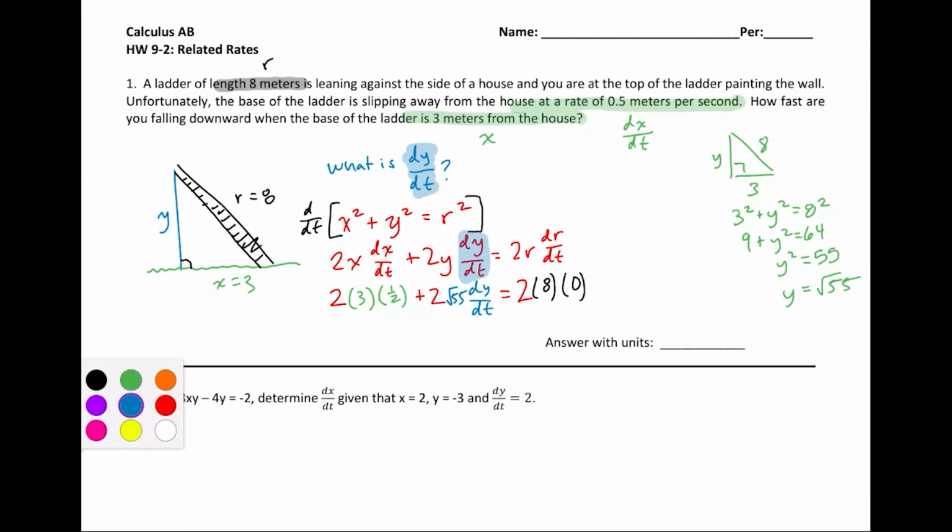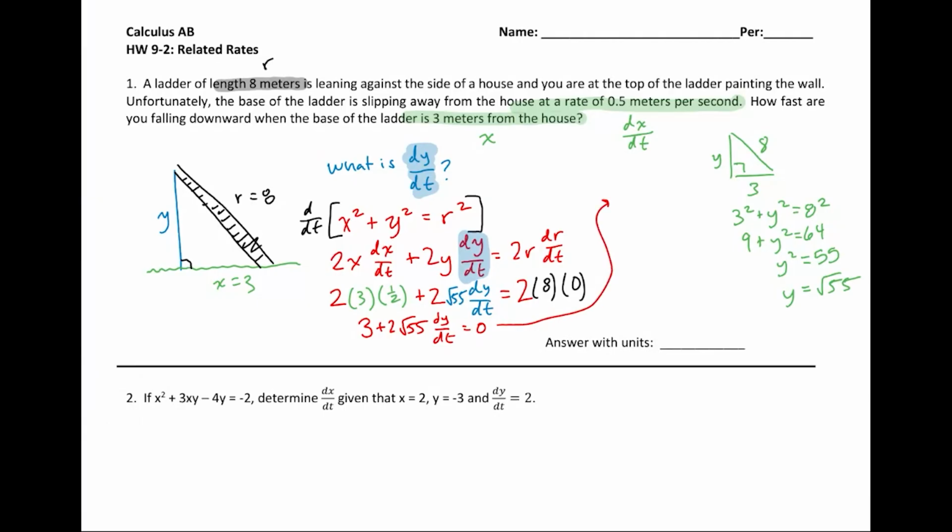Okay, at this point, we're just going to do a little algebraic manipulation. We're going to rearrange this equation a little bit, do some arithmetic along the way, and try to isolate that dy dt. So 2 times 8 times 0 is just going to be 0. So we have 0 on the right-hand side. On the left-hand side, we've got 2 times 3 times a half. Well, 2 times a half is 1, so that's just 3 plus 2 root 55 dy dt equals 0. So subtracting 3 on both sides is going to give me 2 root 55 dy dt equals, nope, not 0, equals negative 3.